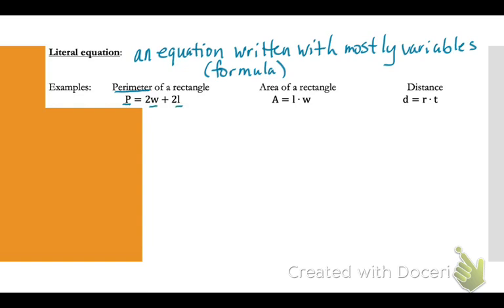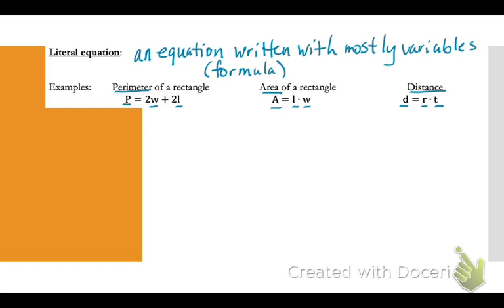Another formula is the area of a rectangle. So that's indicated by capital A, and that equals L times W. I bet you know what that means. That means length times width. So again, that one has all variables in that literal equation or formula. And then finally, another one like it is the formula for distance. So distance, and usually we indicate that with a lowercase d, equals r times t, and you may know this, rate times time.